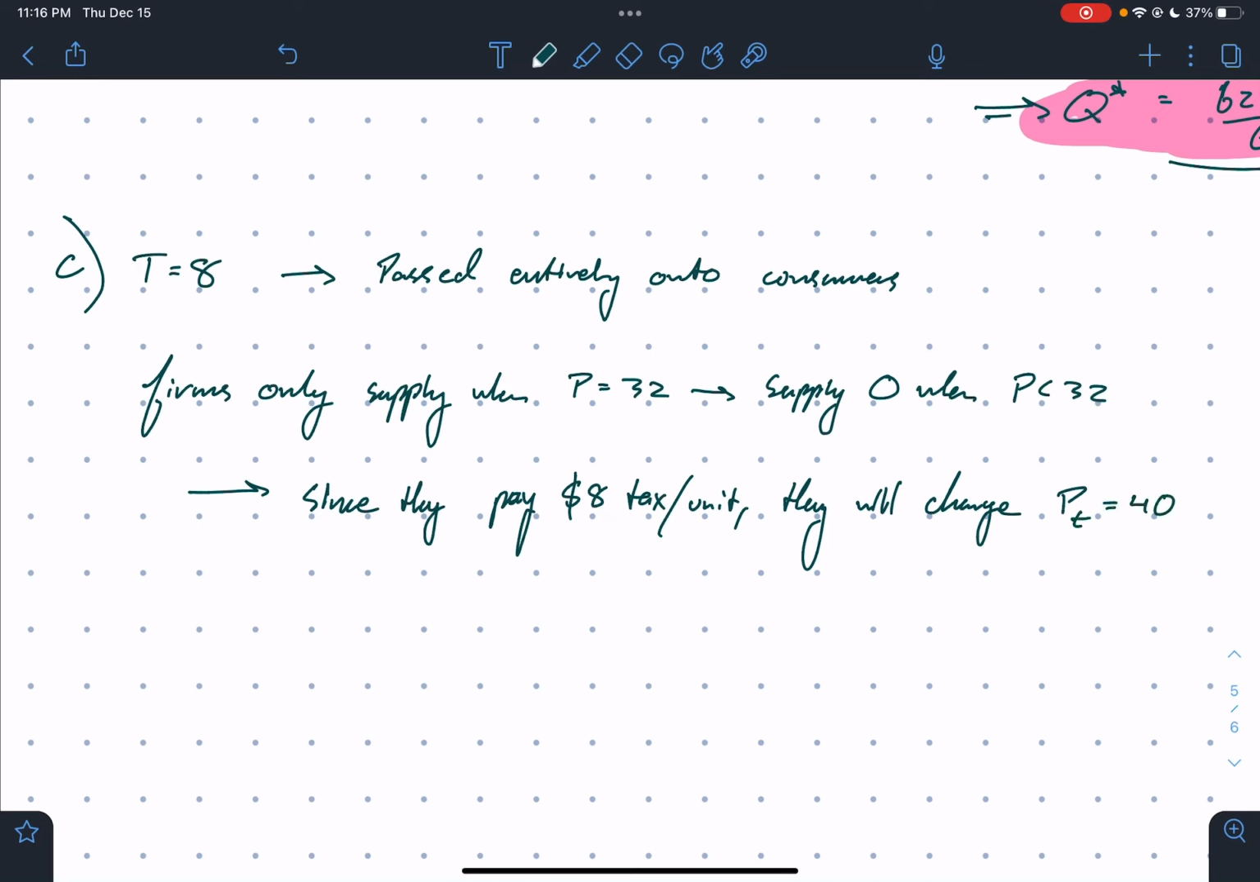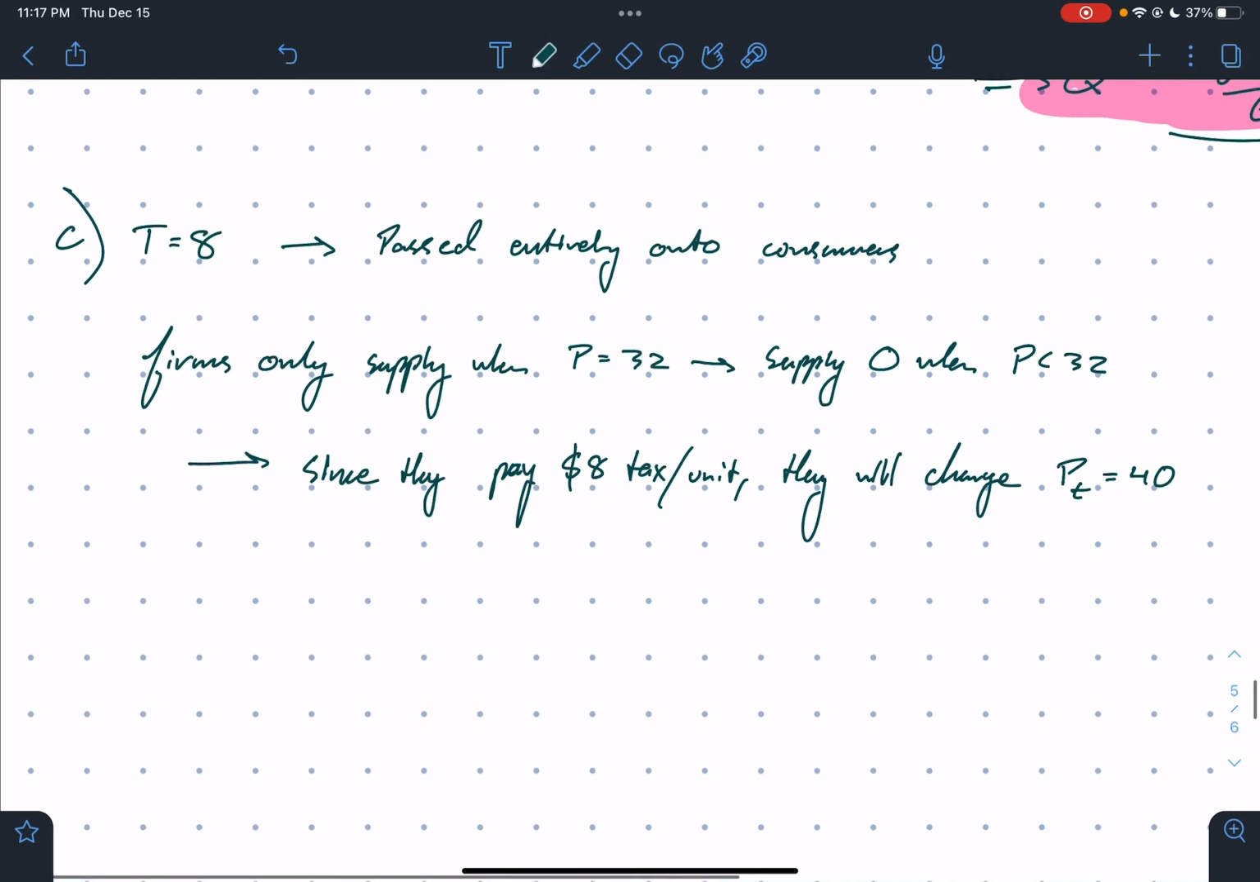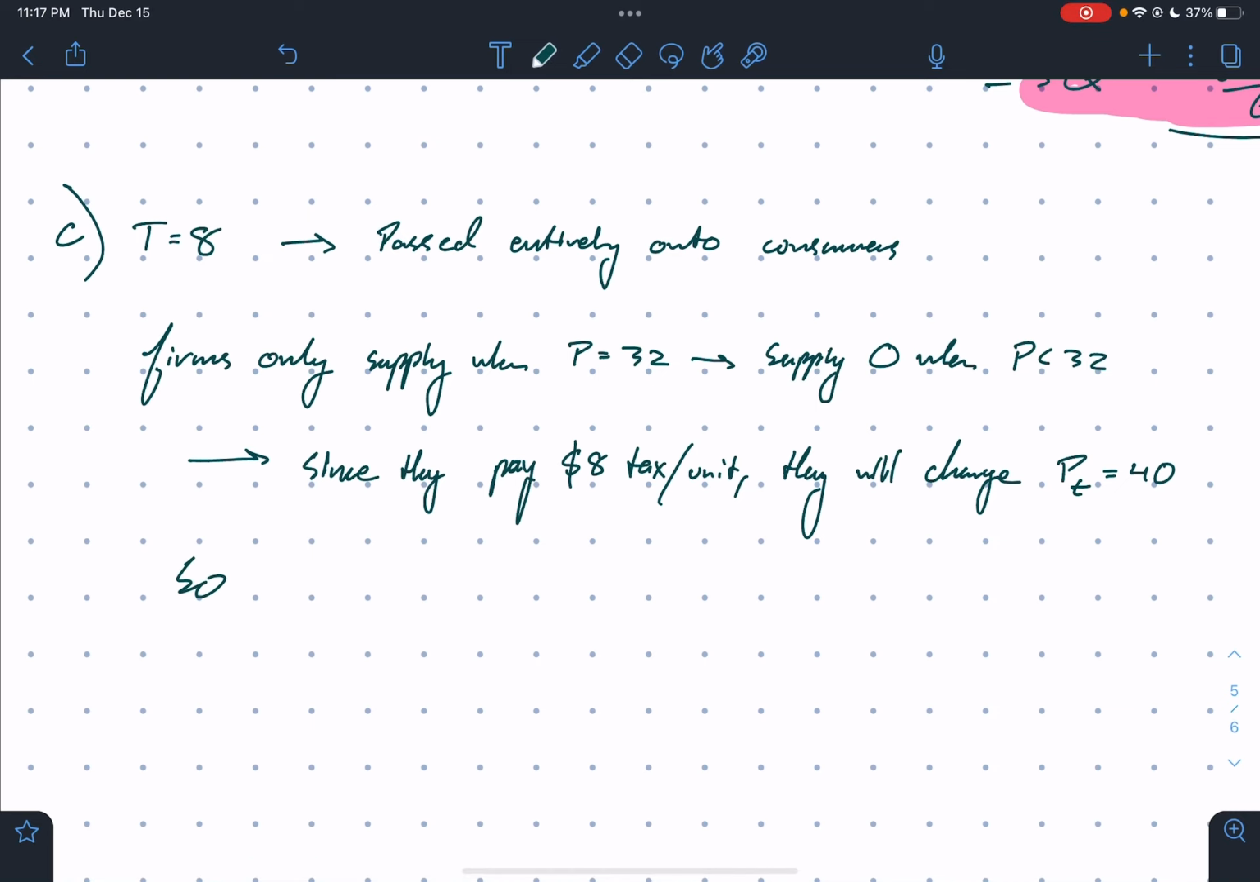Okay, so what I'm saying here is they're paying an $8 tax. So they'll only supply when they effectively get 32. They have to pay $8. So that means that the equilibrium price is going to be 40 because they're paying tax of $8. So 40 minus 8 is going to be 32. I'm going to denote this by PT, the superscript.